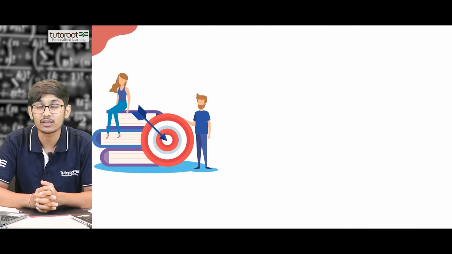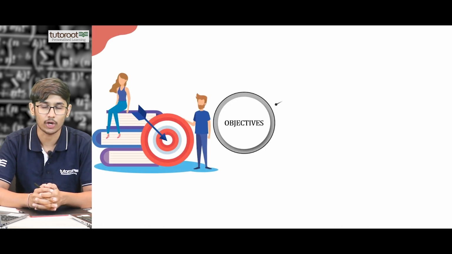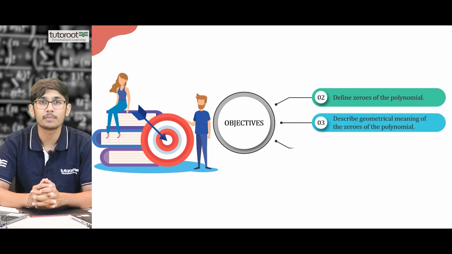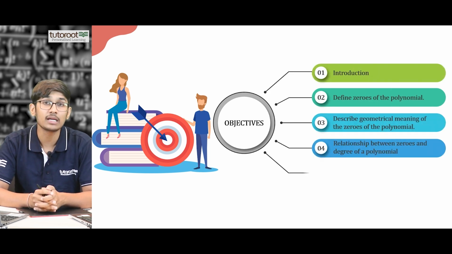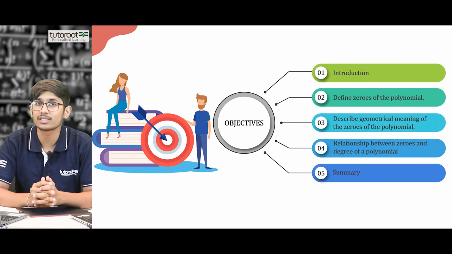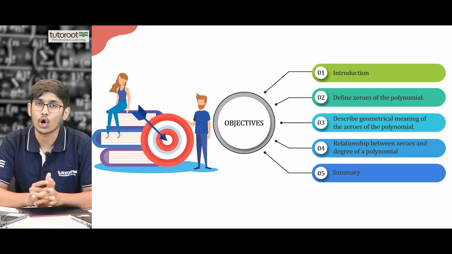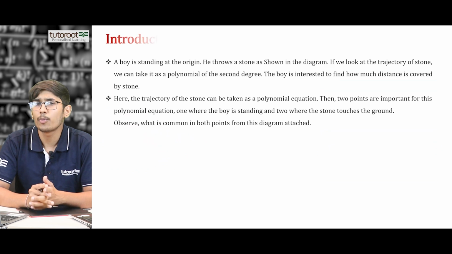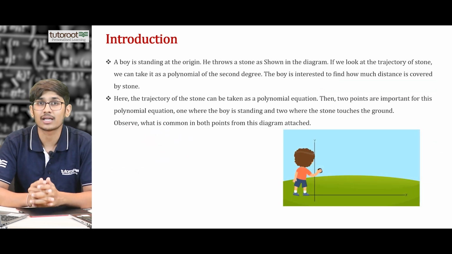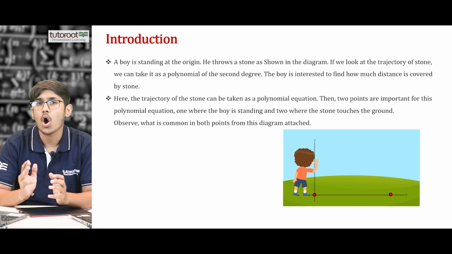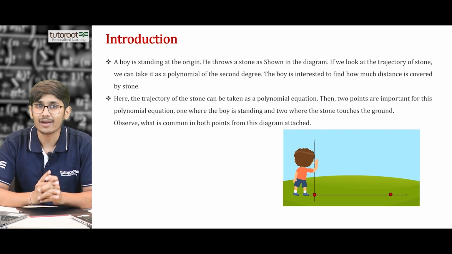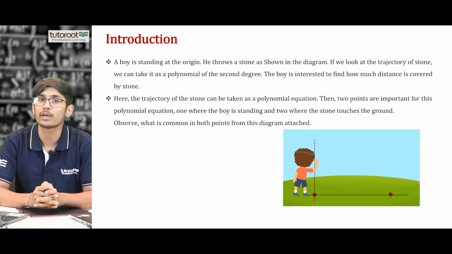So in this session, we will be defining the zeros of a polynomial, describing the geometrical meaning of the zeros of a polynomial, and the relationship between zeros and degree of a polynomial. At the end, we will summarize all together. So a polynomial is an expression consisting of many terms. It's a chain of finite terms that are all linked together using addition or subtraction. But remember, exponents of the variables should be whole numbers and coefficients should be real numbers.